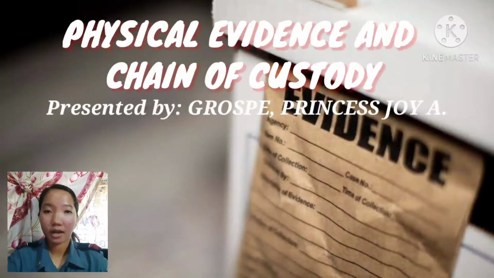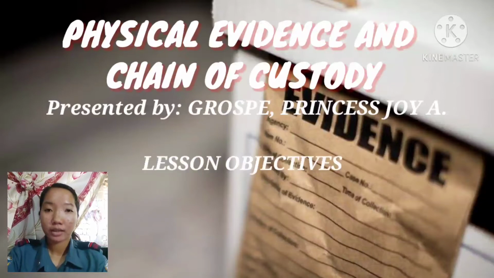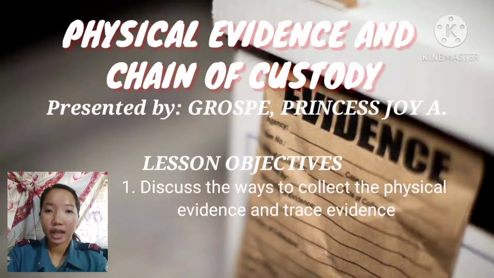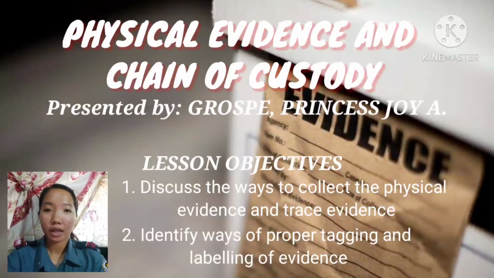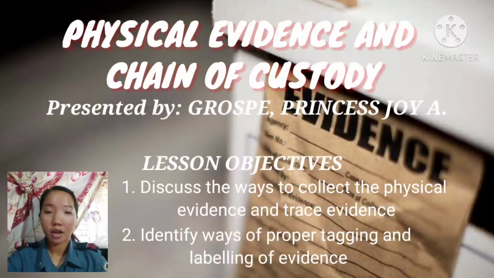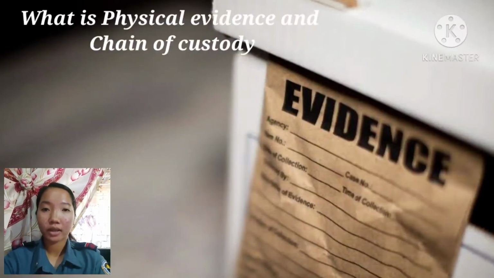Princess Joy A. Grospe from 3CRIA 1-11. And for today's video, we will talk about the physical evidence and chain of custody. For this topic, we have two lesson objectives. First is discuss the ways to collect the physical evidence and trace evidence. Second is identify ways in proper tagging and labeling of evidence. So let's start with what is the physical evidence and chain of custody.